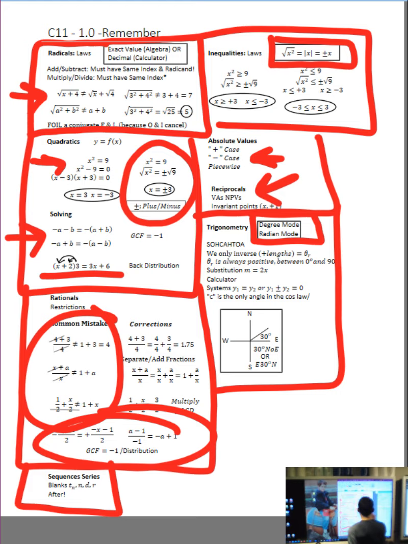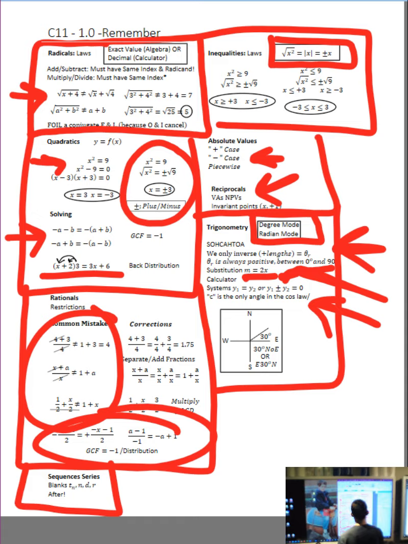So we looked at SOHCAHTOA. Remember, we only inverse the positives, and the answer is always the reference angle between 0 and 90. Sometimes we can do substitution. Make sure to check all your answers on the calculator and graph the solution if you want. And remember, in the cosine law, C is the only angle. The rest of it's just letters. It's so much simpler to look at that way.